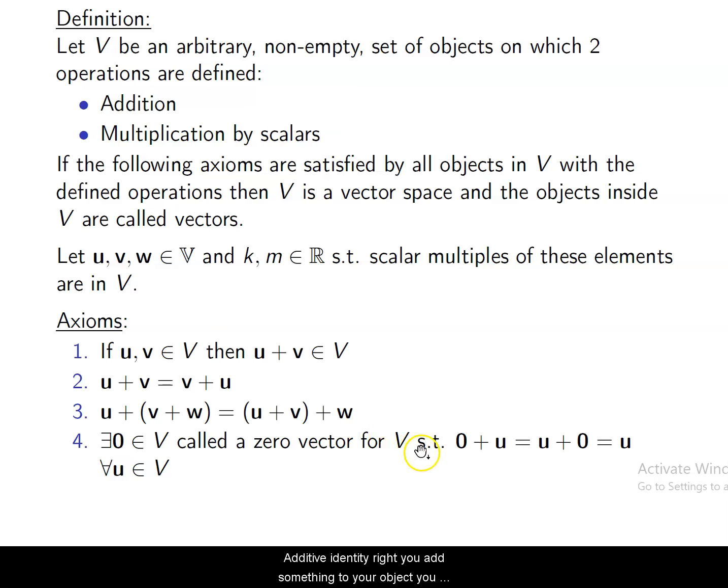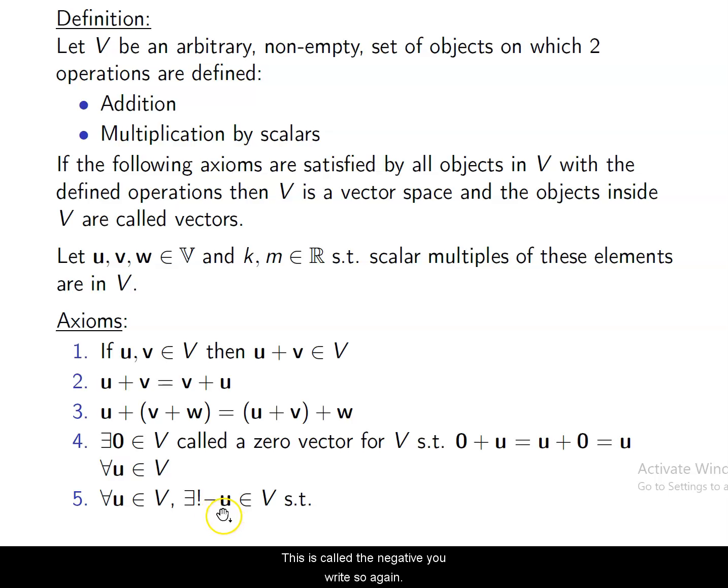You add something to your object, you will always get your object out. And the last property that we have for addition is that for every vector inside of my vector space, or my potential vector space, there exists a unique, right? So again, that backwards E means there exists. The exclamation part with it means unique.